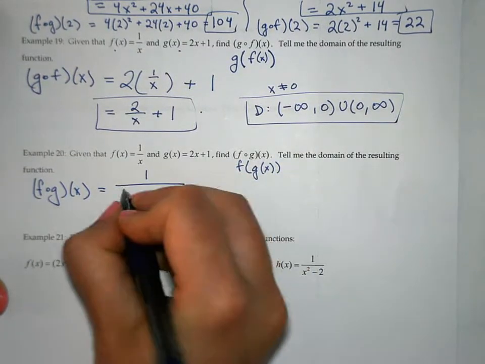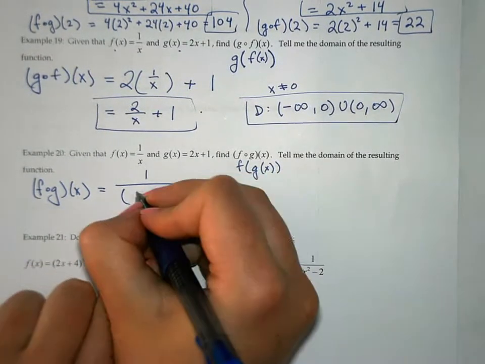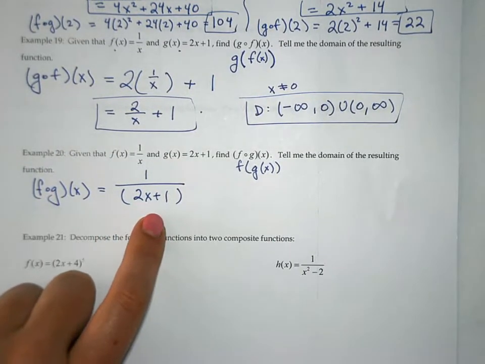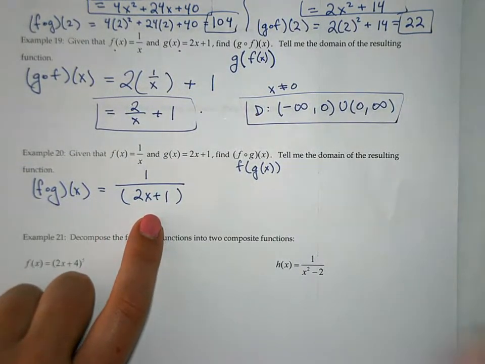So the f pattern is 1 over something. Into that something, let's put the g, which is 2x plus 1. And that's it. There's nothing to simplify. It just is a fraction.